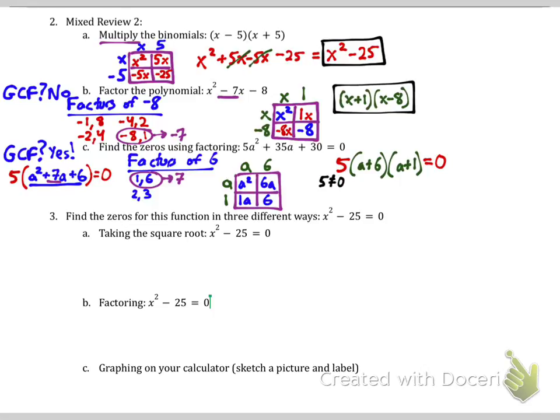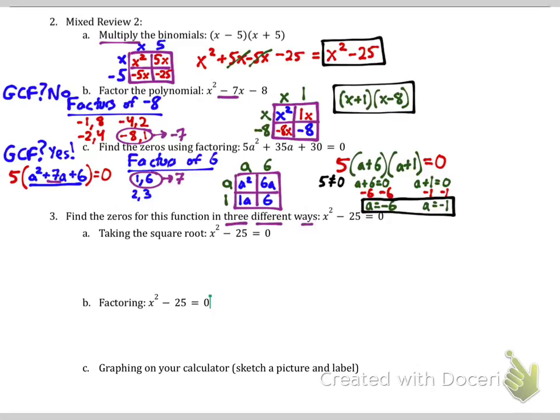Well, 5 cannot equal 0, so we can ignore that factor because there's nothing we can put in for a, because there's no a there. a plus 6 equals 0 is one possible solution, and a plus 1 equals 0 is one possible solution. When we solve for each of these, we get a equals negative 6 or a equals negative 1.